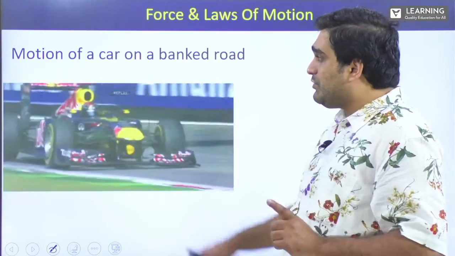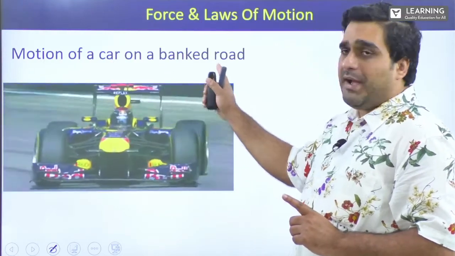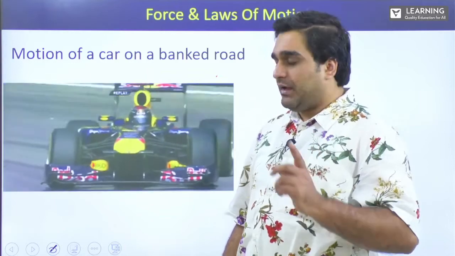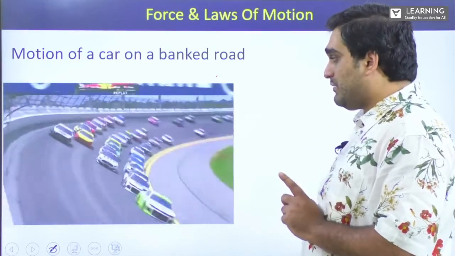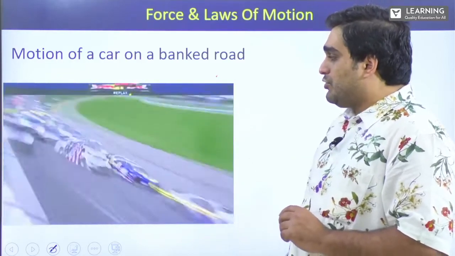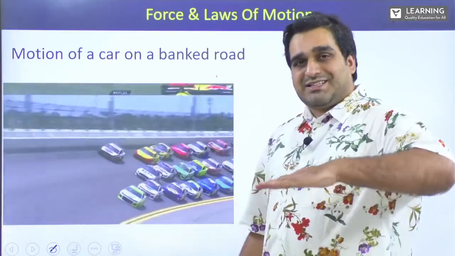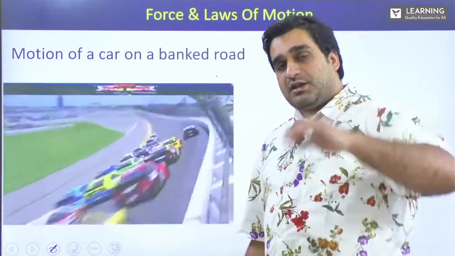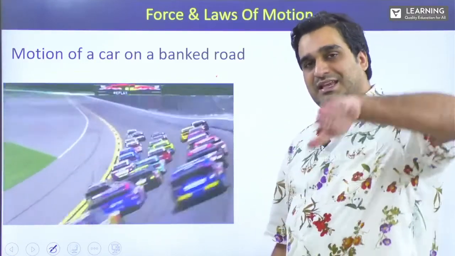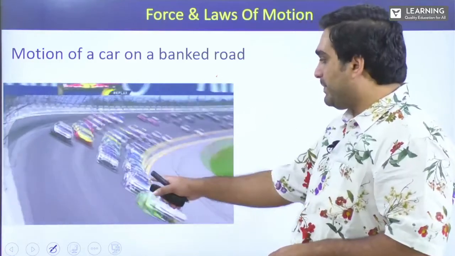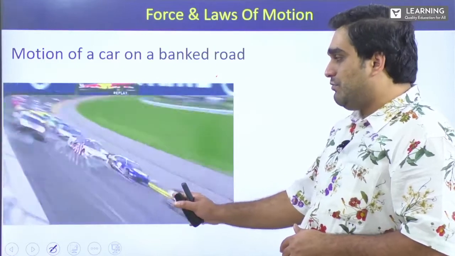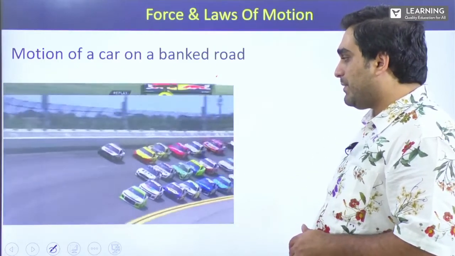Now we shall look into motion of a car on a banked road. What does it mean for a road to be banked? Here's an example where a track has a banked road. The outer edge is extended outwards or upwards, and the inner edge is tilted downwards. So you have this inclination in the road. These are NASCARs which are moving along a banked road.